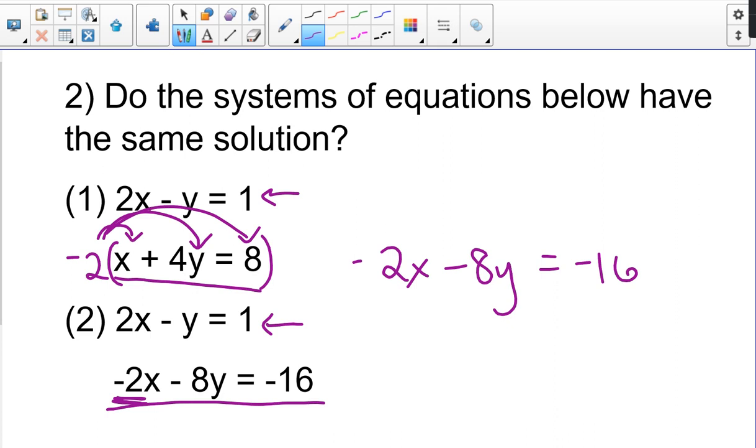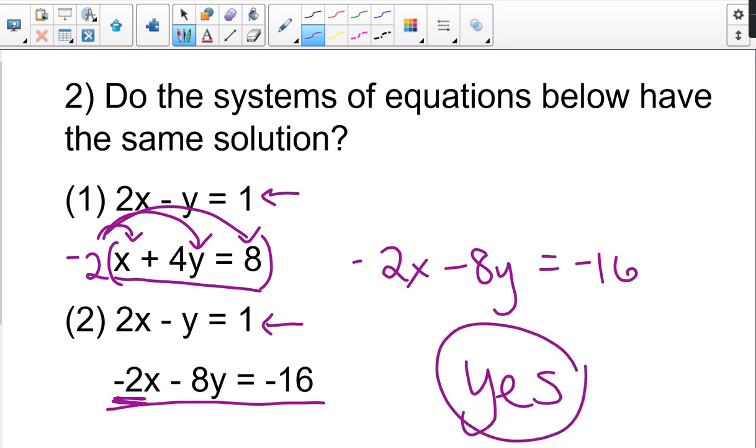So since that second equation is equivalent to the second equation in the other system, and the first equation is exactly the same, these two systems are the exact same two equations, the exact same two lines on a graph, so they will meet at the exact same point. So the answer is yes. These two systems do have the same solution.